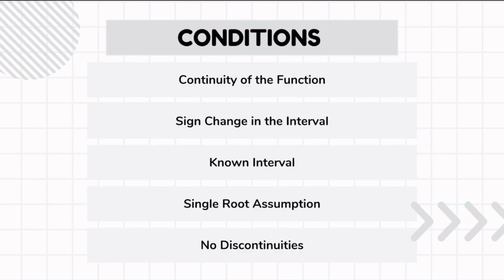Before applying the method, the following conditions must be met. One is the function must be continuous. Two is there should be a sign change in the interval. Three is the interval must be known. Four is we assume that the function has a single root in the interval. And five is there should be no discontinuities in f(x).